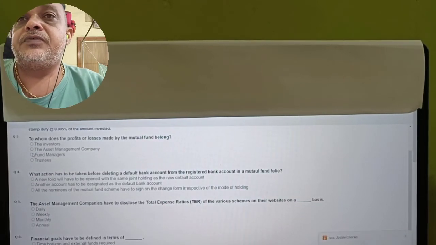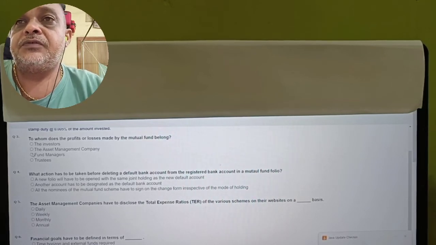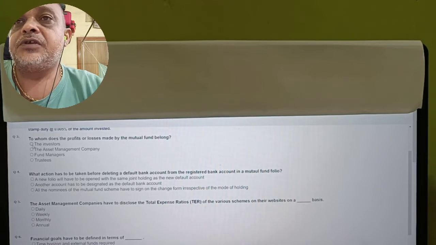To whom does the profit or loss made by a mutual fund belong? Investor, AMC, fund manager, trustee. It's investor.